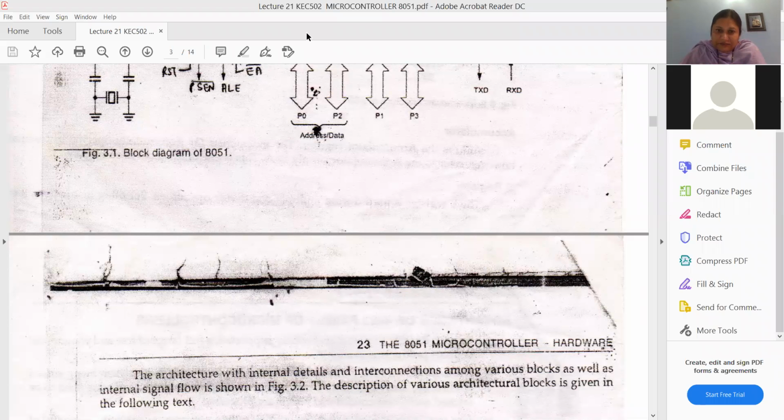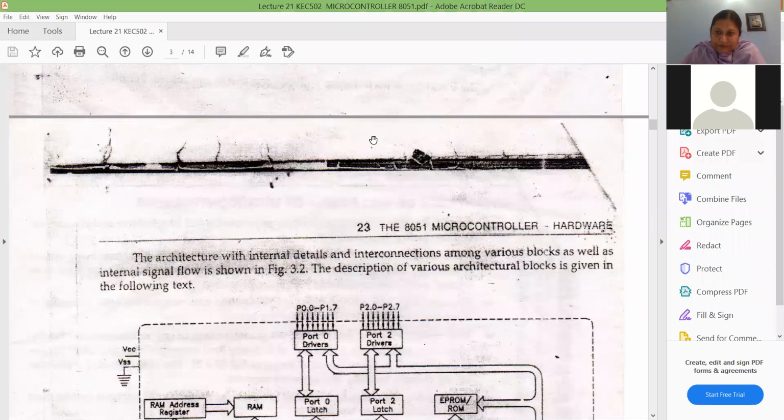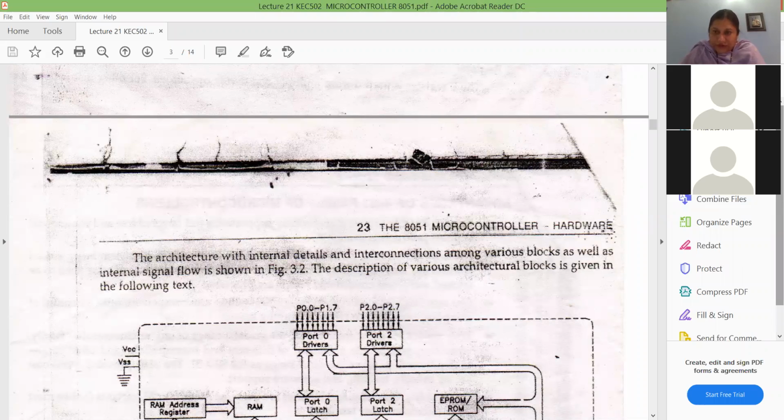Is it clear? This much is clear? Abhay? Ma'am, yeah. Sakshi, is it clear to you? Is it clear to all? Ma'am, I got disconnected. Yes, yes, I know.